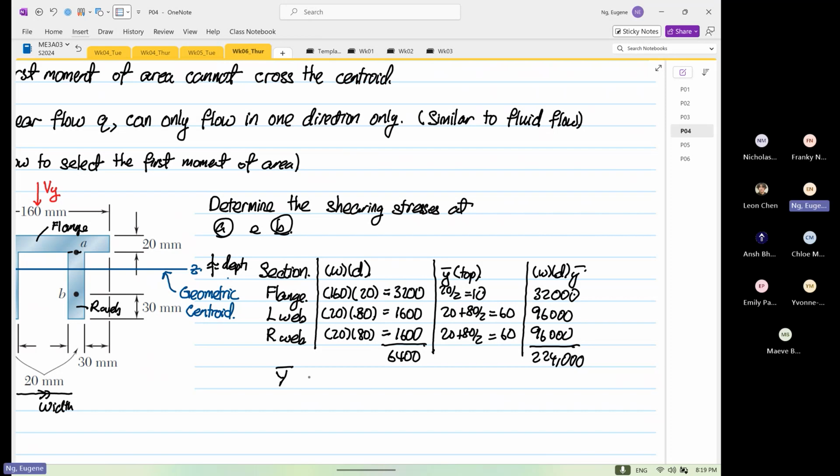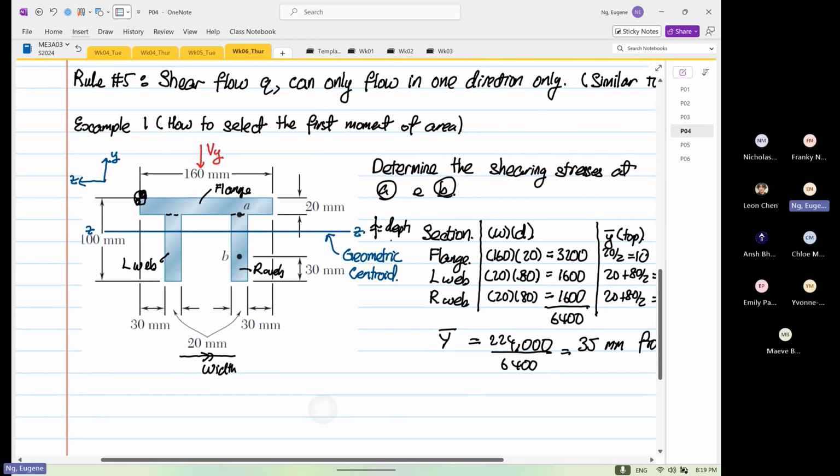So our global centroid is 224,000 divided by 6400. Okay, so that is equal to 35 millimeters from the top. Right, so from the top, the distance from here to here is 35 millimeters. Okay, that we know so far, and that's what we have found.